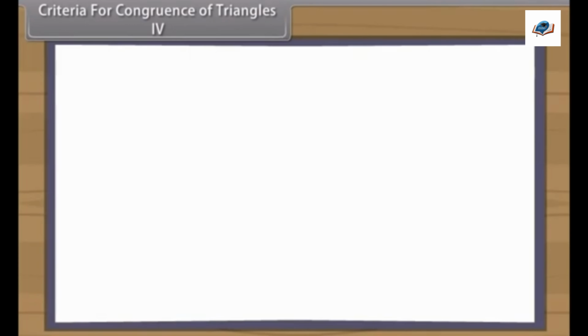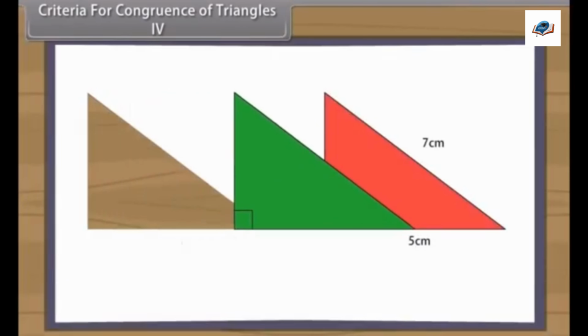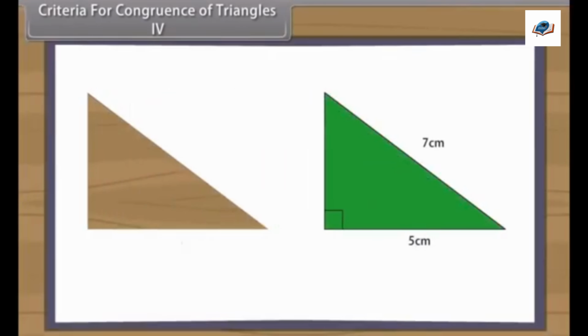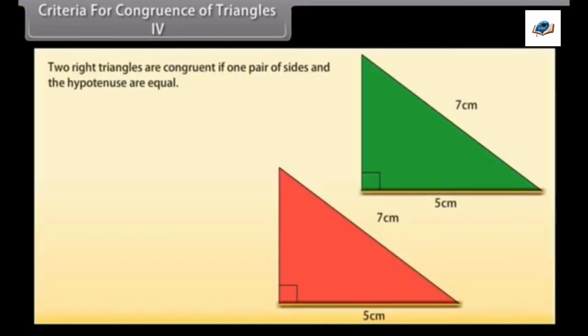Criteria for congruence of triangles 4. Now construct 2 right-angled triangles with hypotenuse equal to 7 cm and one side equal to 5 cm each. Cut them out and place one triangle over the other with equal side placed on each other. We will observe that the two triangles cover each other completely, and so they are congruent. Or we can say that two right triangles are congruent if one pair of sides and the hypotenuse are equal.